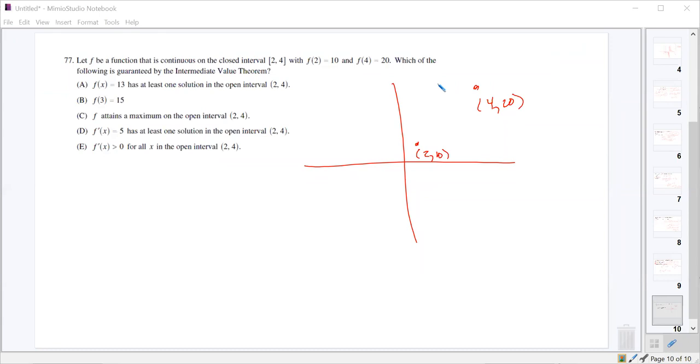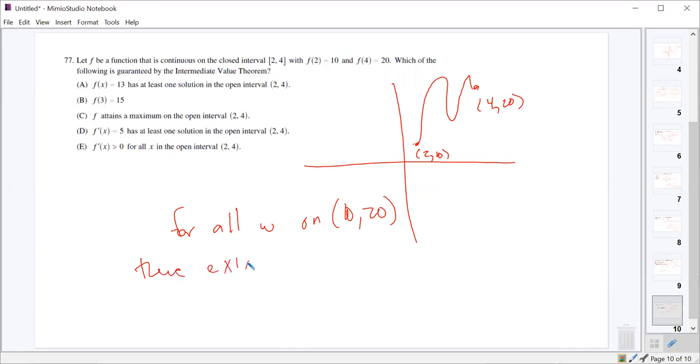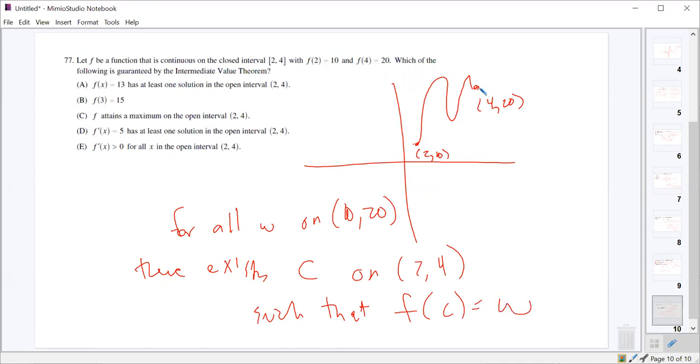Well, the intermediate value theorem says that if I have a function that is continuous on a closed interval between 2 and 4, then for every value between f of 2 and f of 4, we'll call them W, for all W on 10 to 20, there should be a C on 2 to 4 such that f of C equals W. And for every Y value between 10 and 20, I should be able to obtain that Y value by using an X value between 2 and 4.